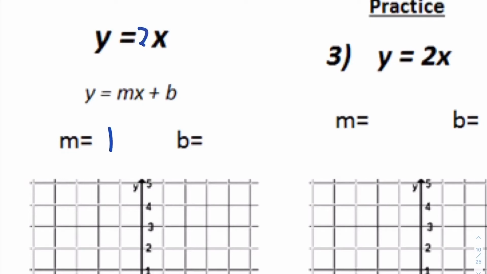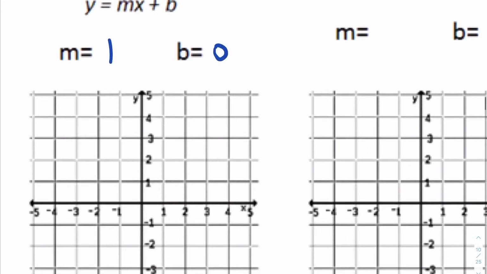If it was a 2 there, then that would be 2x's. Since there's nothing there, if you just look at the variable, that is one single x. And what's this number? What's adding to it? Plus what number? Well, there's nothing adding, so that means a plus 0. Since there's nothing adding, we have a plus 0, which means the y-intercept is 0.